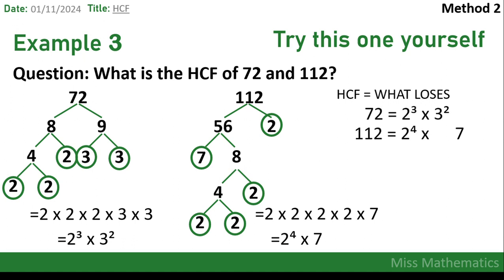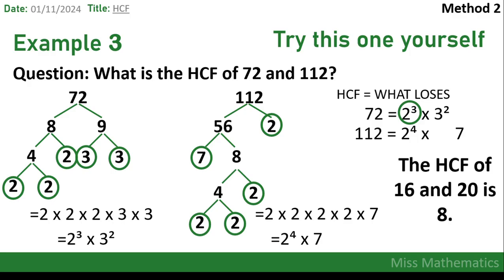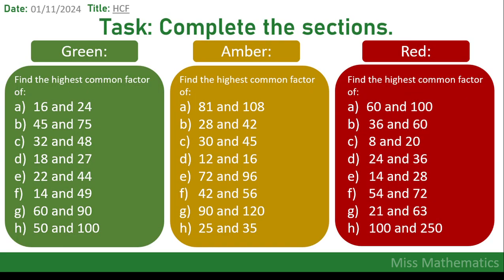If we line this up again, we can see that 2 cubed loses to 2 to the 4, 3 squared loses to 0, and 7 loses to 0. So therefore, the highest common factor of 72 and 112 is 2 cubed, which is 8.